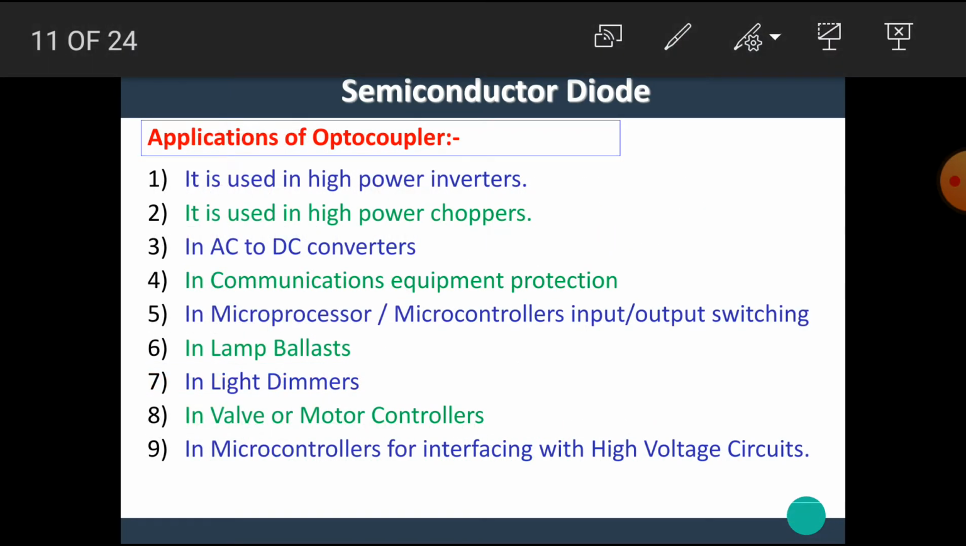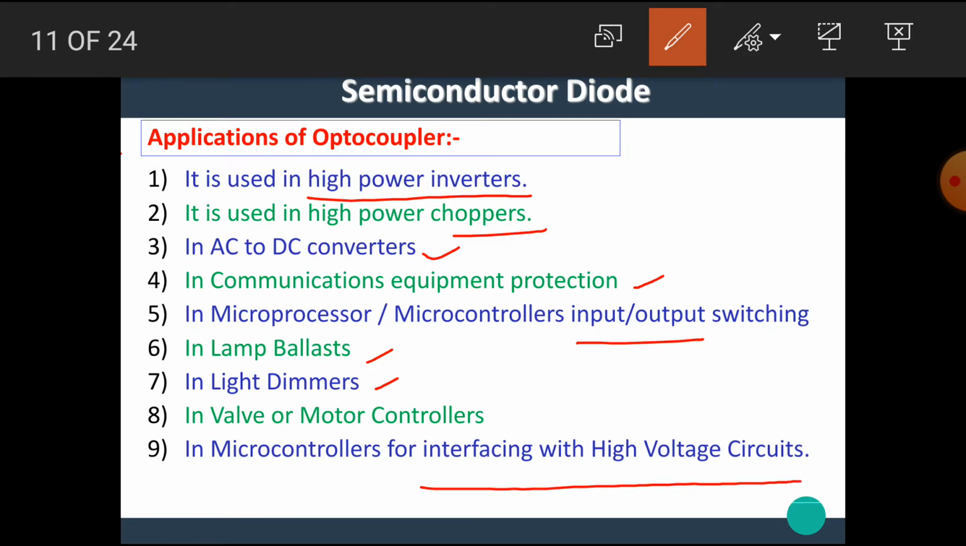There are some applications of the optocoupler. The first one is that the optocoupler is used in high power inverters. It is used in high power choppers. It is used in AC to DC converters. It is used in communication equipment protection, in microprocessor and microcontroller input output switching, in lamp ballast, in light dimmers, in valve or motor controllers, in microcontrollers for interfacing with high voltage circuits.